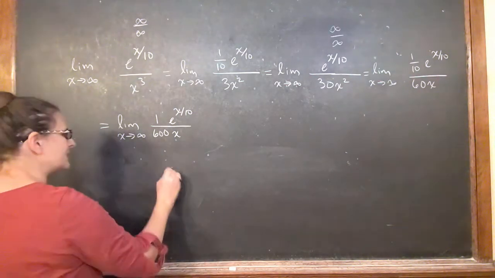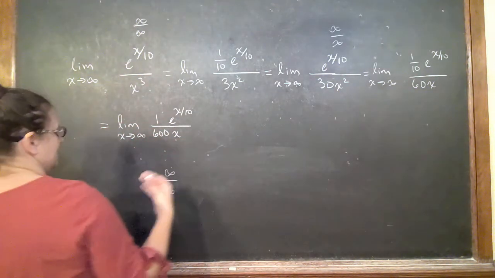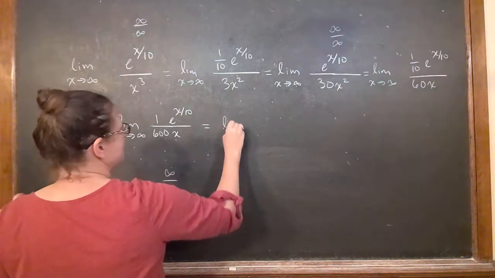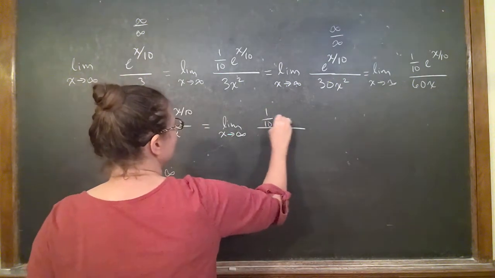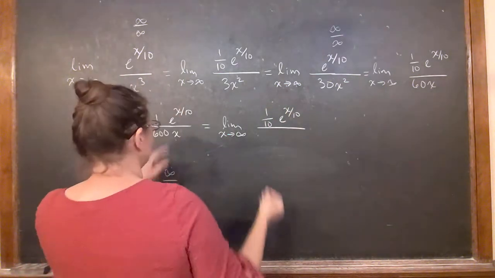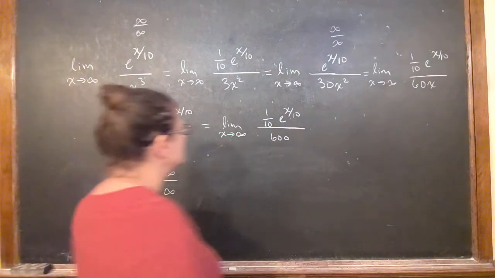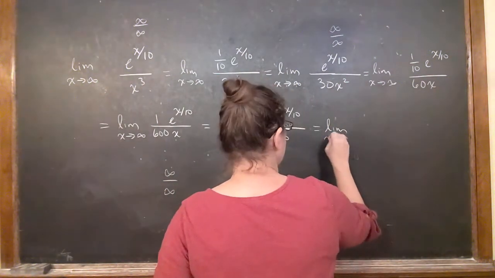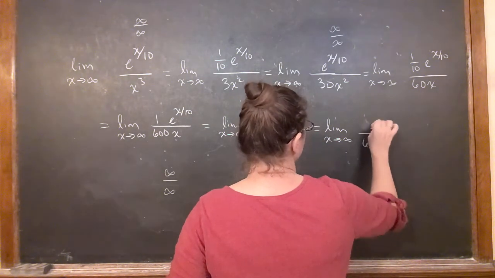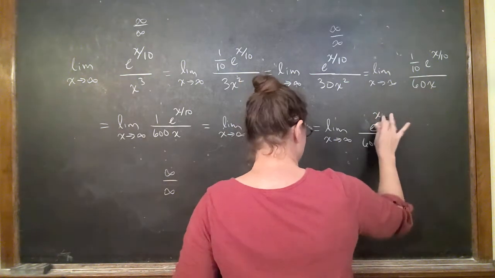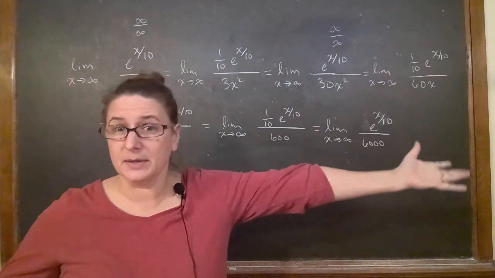Still infinity over infinity. But you see my powers of x are going down. So I feel like the next one is not going to be a problem. Then we'll be done. Right? Because in the end, the top is still going to be 1/10 e to the x over 10. The bottom is just 600 because the derivative of x is 1. So this is 1 over 6,000, well, or just e to the x over 10. And now I've got infinity over a number. So that's just going to be infinity.